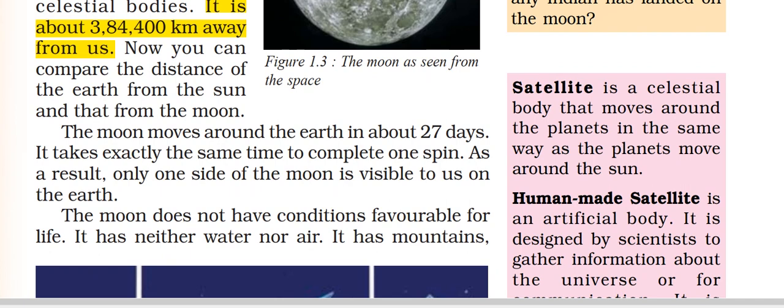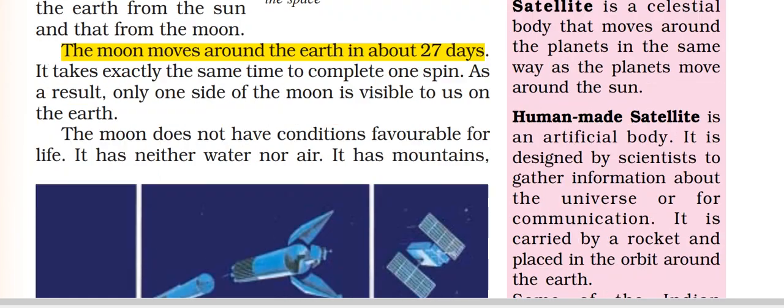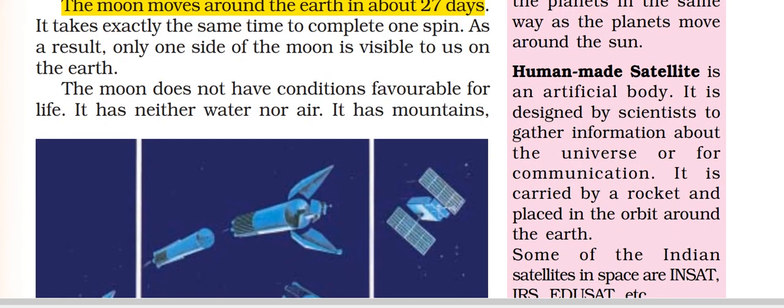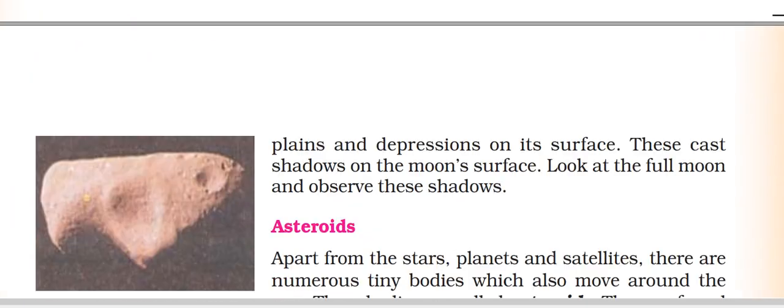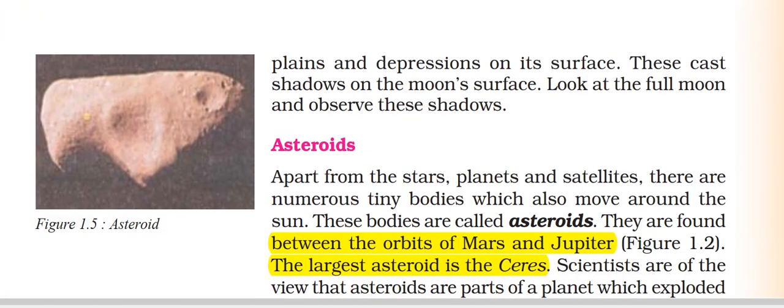The Moon moves around the Earth in about 27 days. It takes exactly the same time to complete one rotation on its axis, so only one side of the Moon is visible from the Earth. The Moon does not have conditions favorable for life. It has neither water nor air. It has mountains that cast shadows on the Moon's surface. Look at the full Moon.